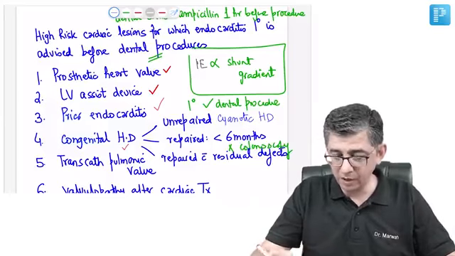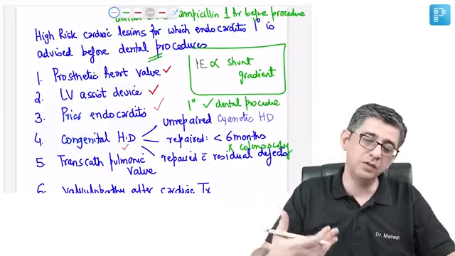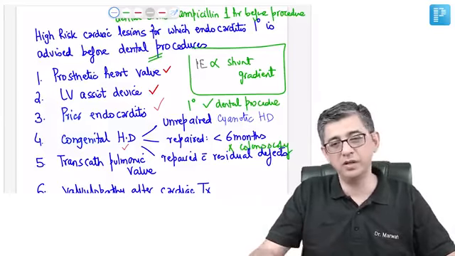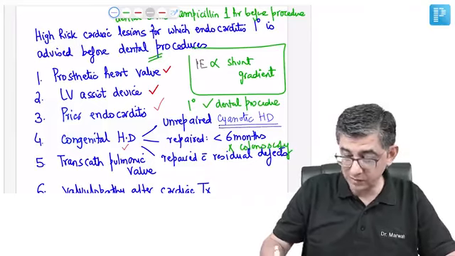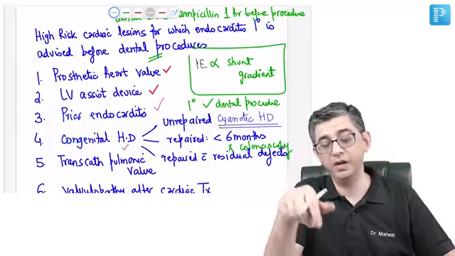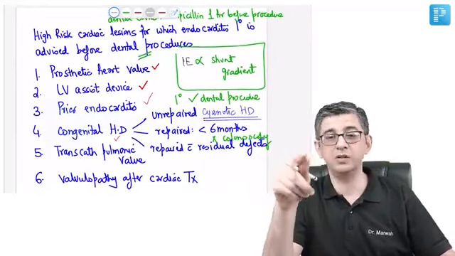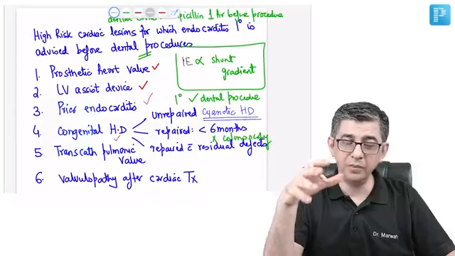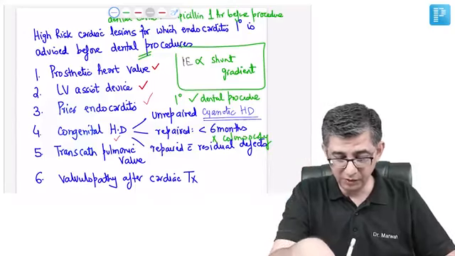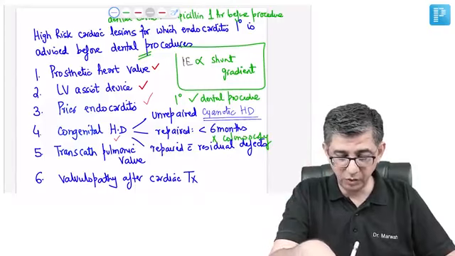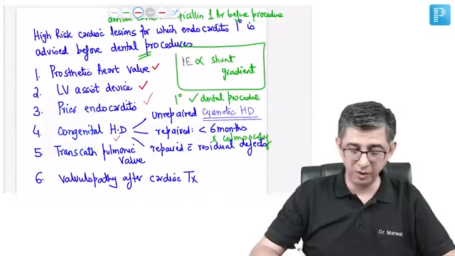So even if it is unrepaired, or repaired within the first 6 months, or some residual defects are present, then for these patients of cyanotic heart disease, because cyanotic heart disease like tetralogy of Fallot can have subpulmonic stenosis and a high pressure gradient in the heart, they would require prophylaxis. As far as points number 5 and 6 are concerned, they are only for a transcatheter pulmonic valve.